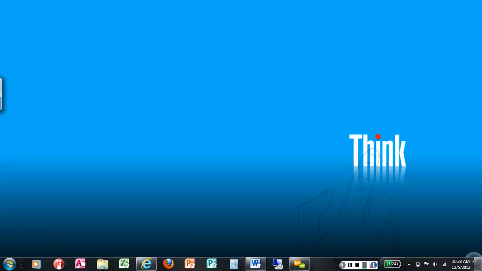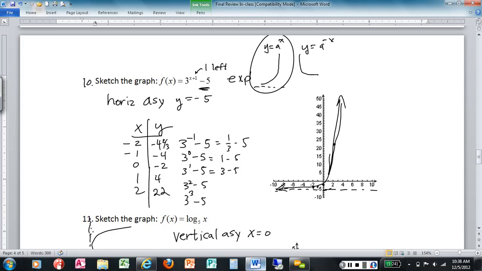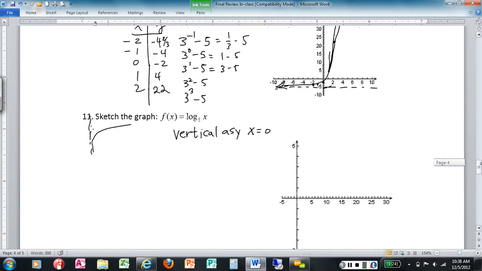Your logarithms have a vertical asymptote, and in this case, it is at x equals 0.